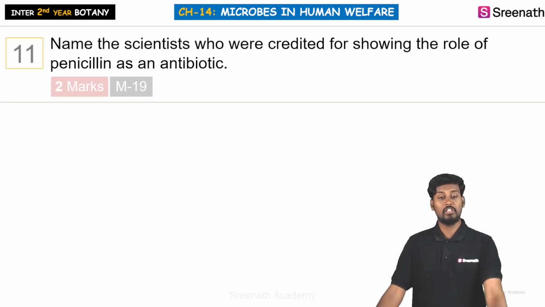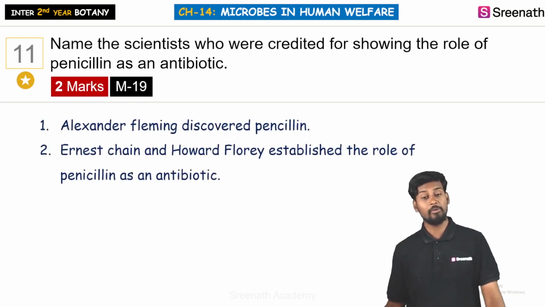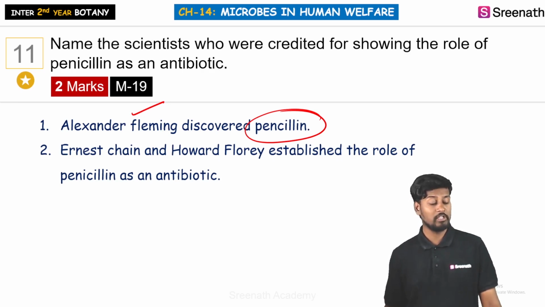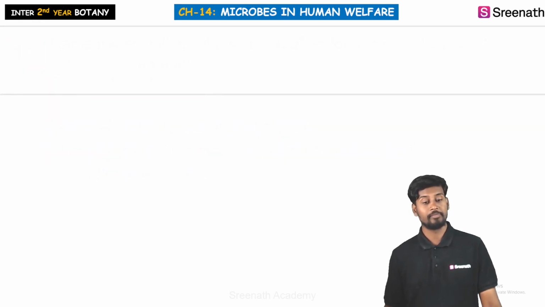So the 11th question is: name the scientist who has shown a role in the production of penicillin as an antibiotic. So penicillin is an antibiotic which was discovered by a person called Alexander Fleming. When he was working on bacterial cultures, he saw they had been contaminated with certain strains of penicillin, which was causing inhibition of the growth of the bacteria, and he named this penicillin. It was discovered by Alexander Fleming.